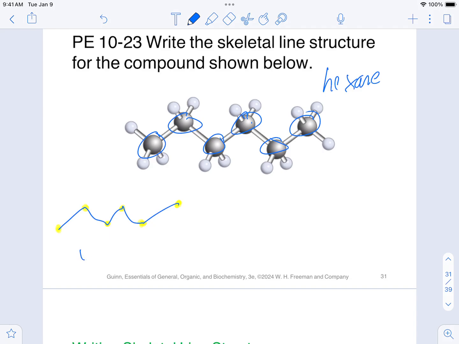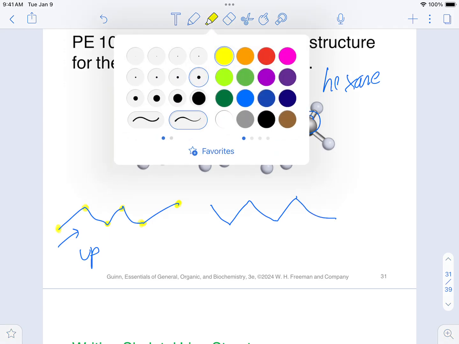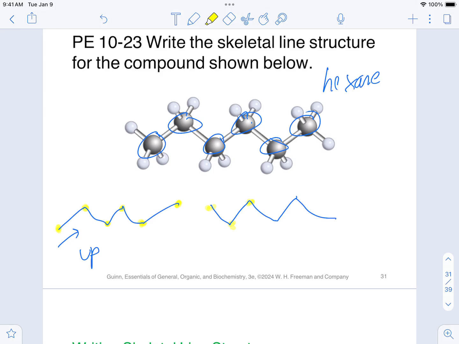I started up here, right? I started going up. I can start down, like that. I still have 6. 1, 2, 3, 4, 5, 6. Either is acceptable.